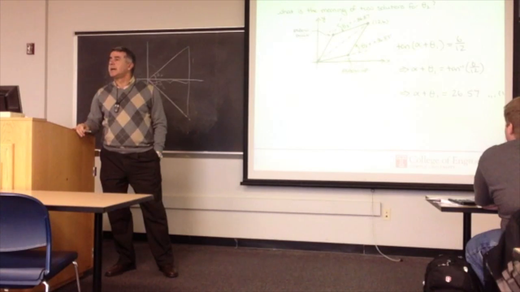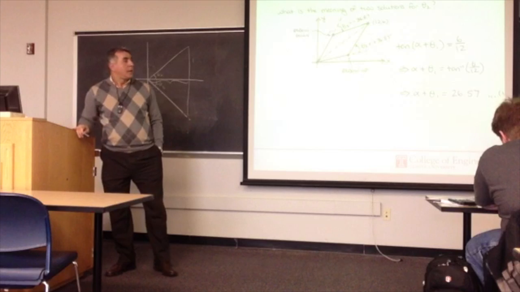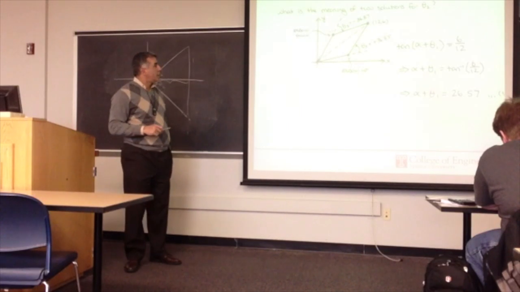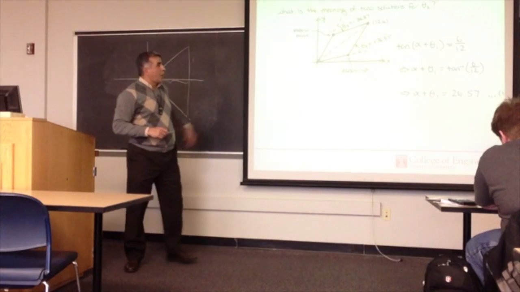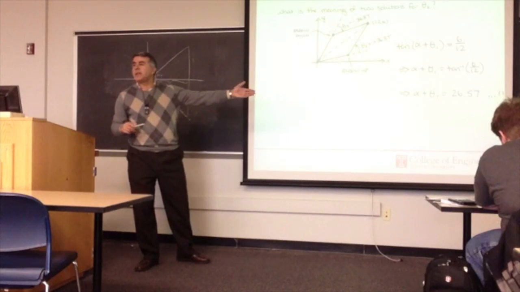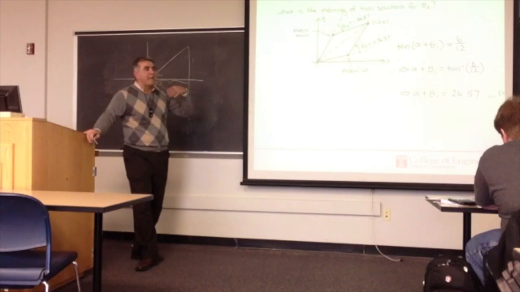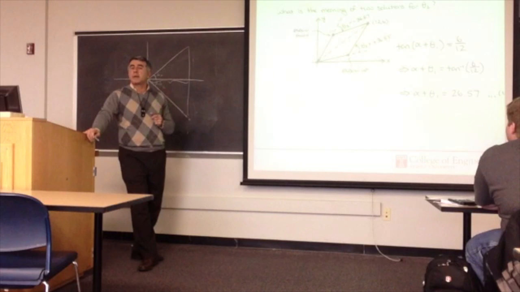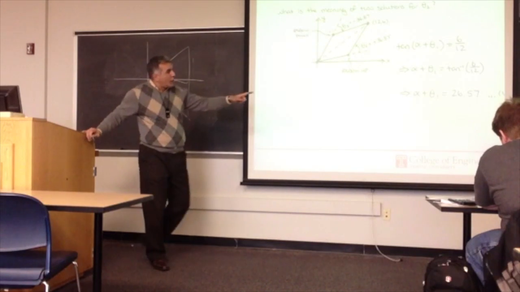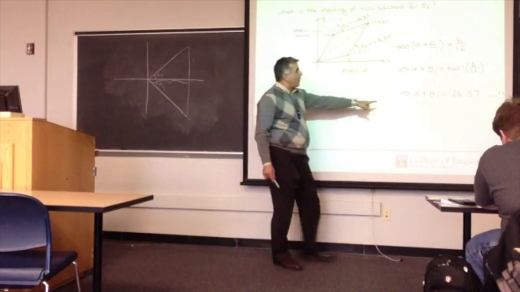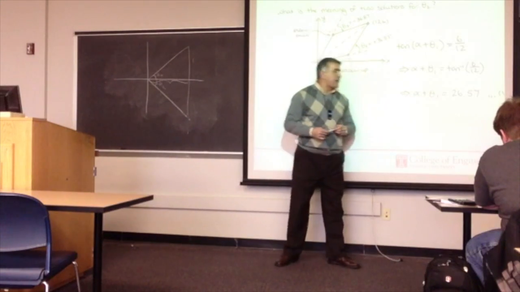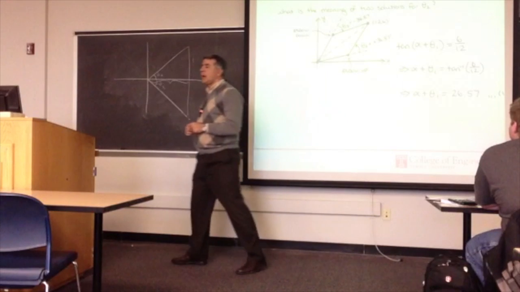They were using tangent because I want to find the angle. Tangent is always giving you the right answer. If you use sine and cosine, then it might throw you into the wrong quadrants. So now I have alpha plus theta 1 as 26.57, right?